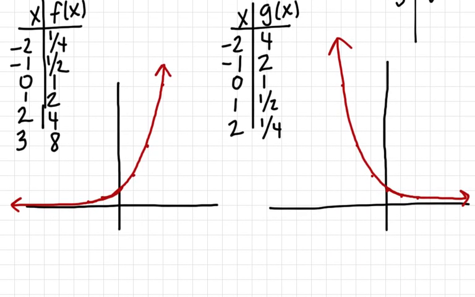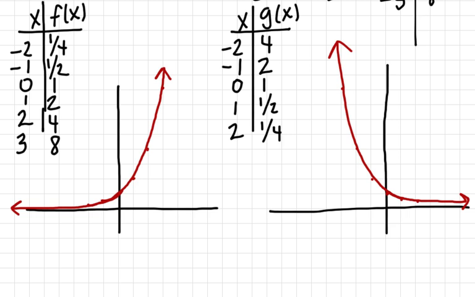So what do these two graphs have in common? Well, the first thing to notice, if you take a look at the table, is they have one point in common on both of the graphs. They both contain the point (0, 1). So a commonality is that the y-intercept is 1.